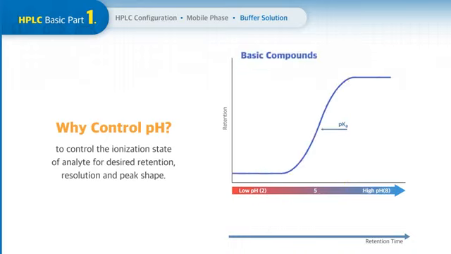For basic compounds, it works vice versa. The analyte gets less hydrophobic and is eluted faster if the pH is below pKa. And the analyte gets more hydrophobic and is retained longer if the pH is above pKa.